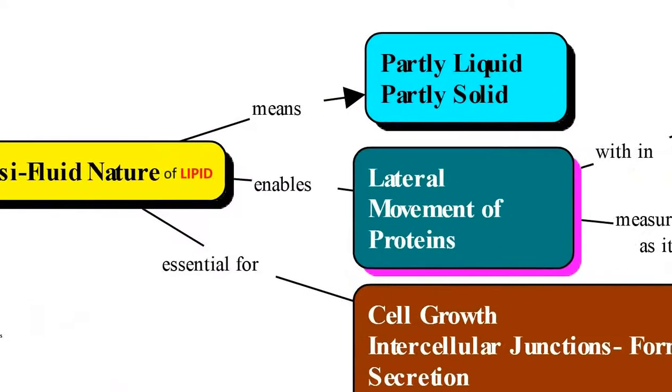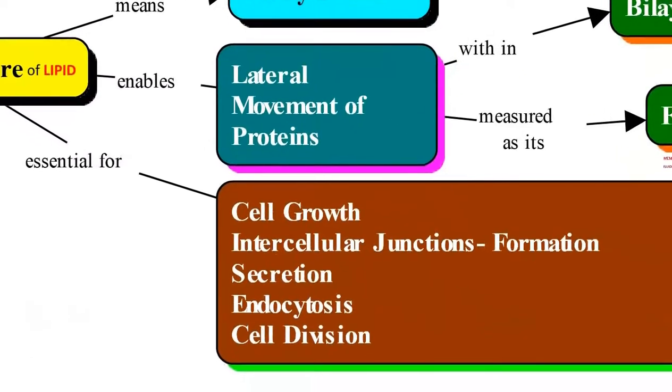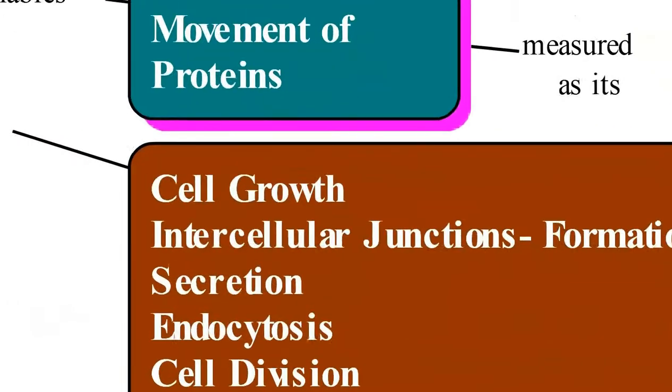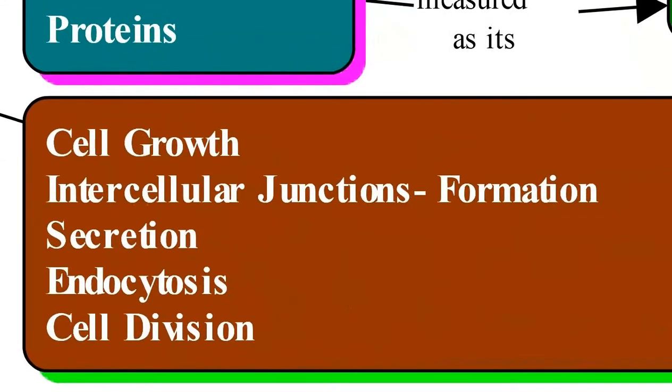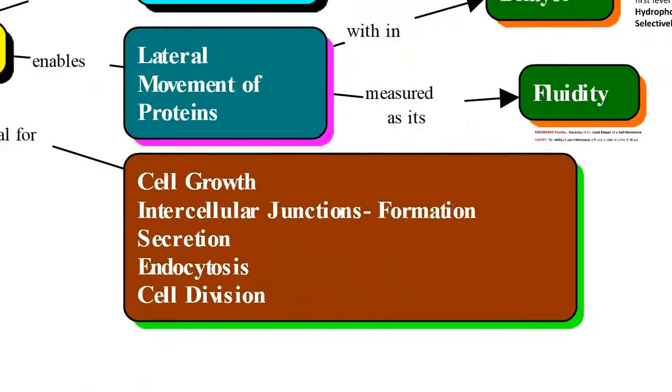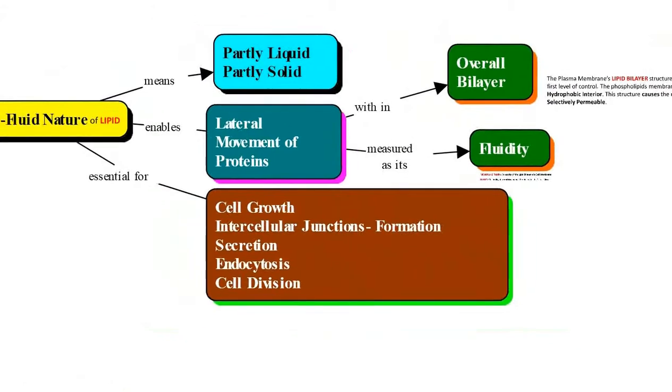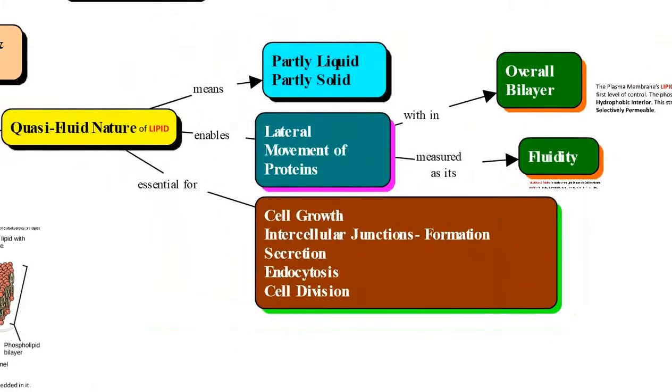And this quasi-fluid nature of lipid is essential for cell growth as well as intercellular junction formation, secretions from the cell, endocytosis, and cell division. All these functions are enabled due to the quasi-fluid nature of the lipid bilayer.